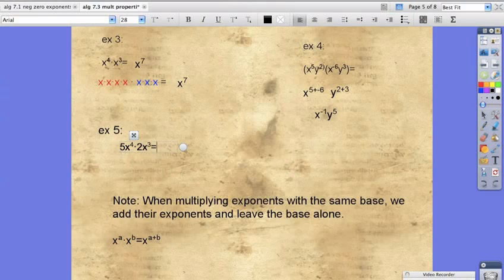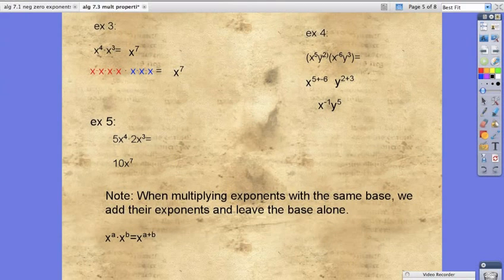Now notice the 2 and the 5 aren't the same bases. So really what we're looking at is 5 times 2. And 5 times 2 is 10. And because their x's are just like the ones we had in example 3, it should still say x to the seventh power.